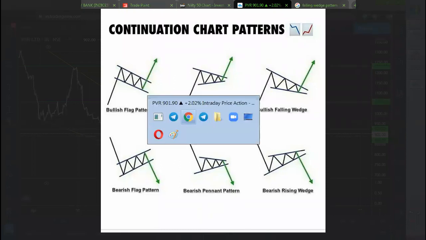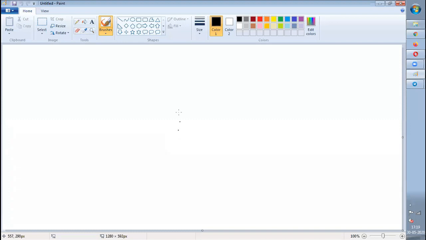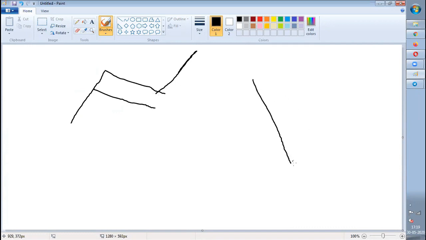I will tell you there are several other patterns also. Kindly make a note. I'll just repeat it again. One is bullish flag. Bullish flag will be looking like this, and you will be getting a breakout at the top. Another one is bearish flag. Bearish flag will be looking like this, and you will get a breakout at the bottom side.